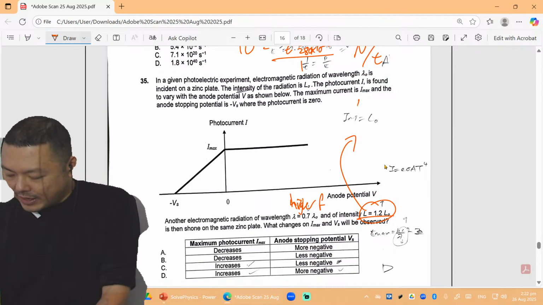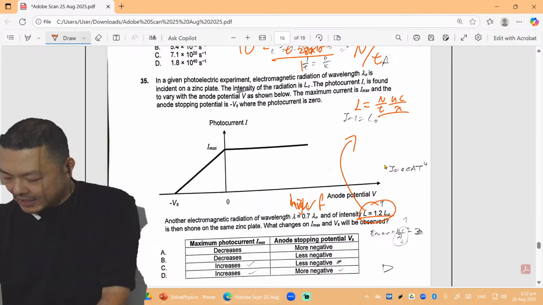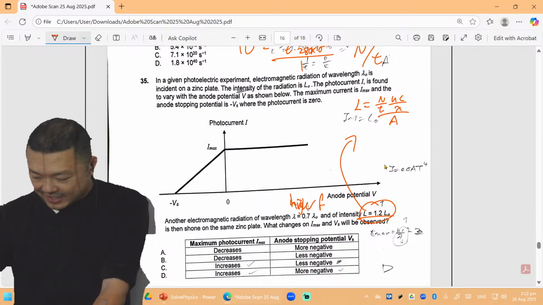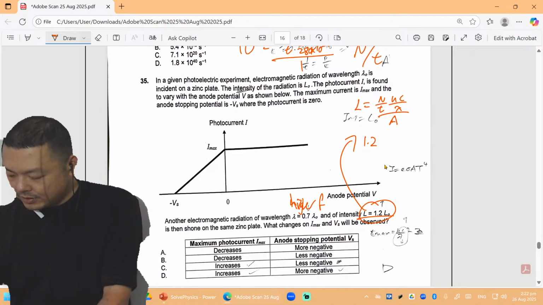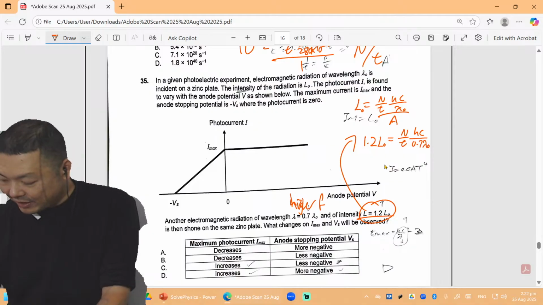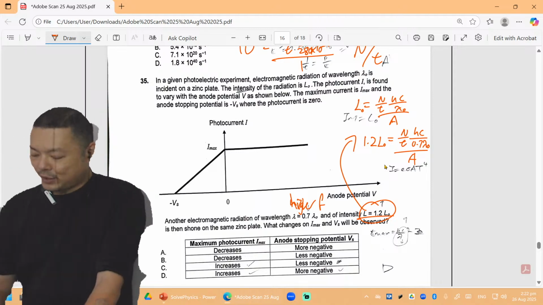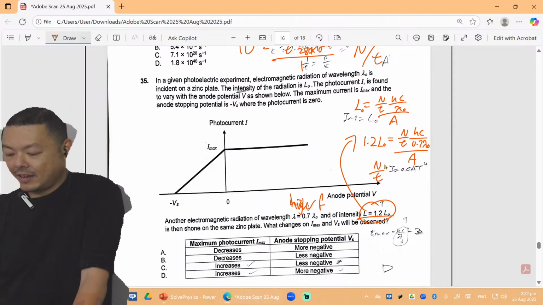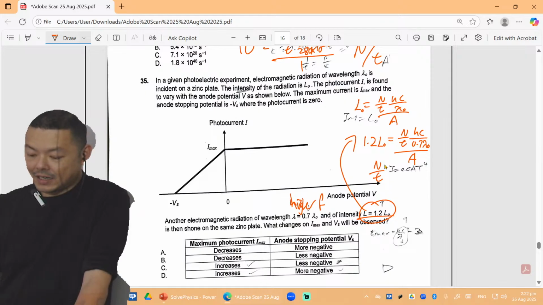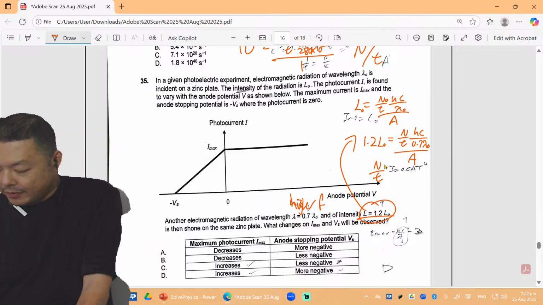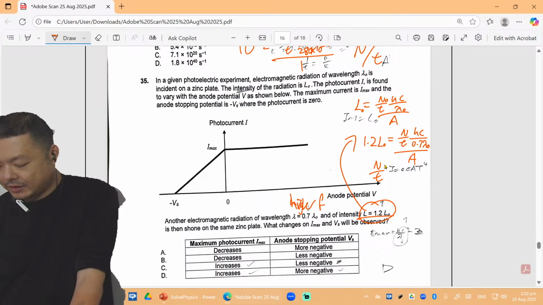So I equals N over T times hc over lambda A, right? The new intensity is 1.2 I naught. The I naught is this. 1.2 I naught equals N over T times hc over 0.7 lambda naught over A. So you basically have to find out whether N over T ends up being bigger than the original rate, right? So you have to compare N naught over T and N over T.